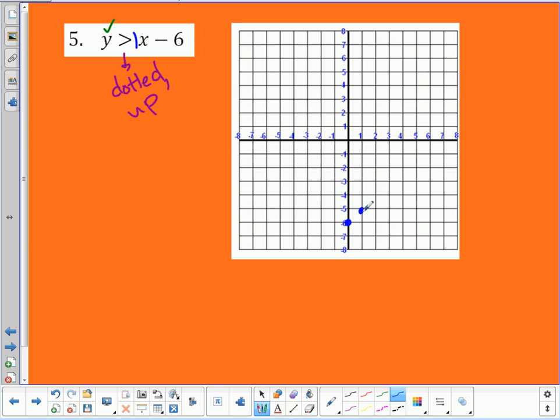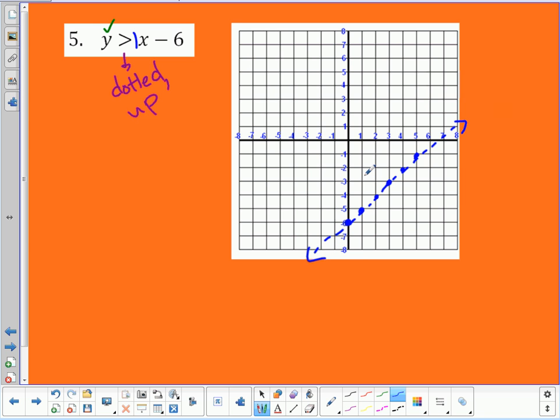So I'm up 1 over 1, up 1 over 1, up 1 over 1, and so on. All right, so I want a dotted line, dashed, whatever you want to call it. Either way, they're not connected all the way. That just symbolizes that the points on the line are not actually included. The line is just really more of a boundary at this point. Then I want to shade up.